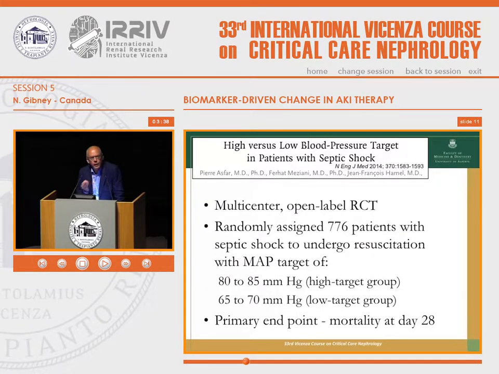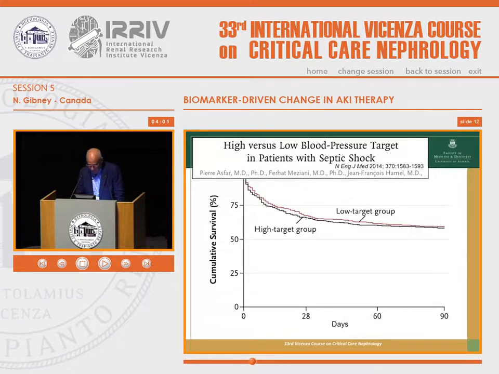And again, I'm going to use biomarker somewhat loosely as an indication for blood pressure here. And this was, I thought, a fascinating study. This was a study looking at patients with severe septic shock and where we should target that blood pressure to. And they targeted two groups. There was the 80 to 85 MAP and the 65 to 70 MAP, with the primary endpoint mortality at day 28. They actually had great separation between the groups.